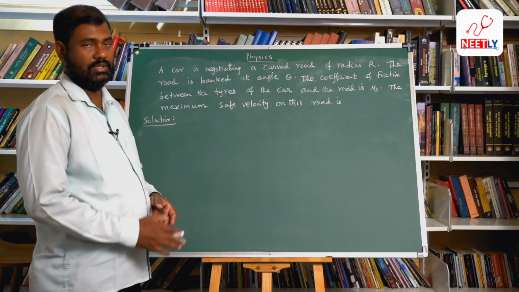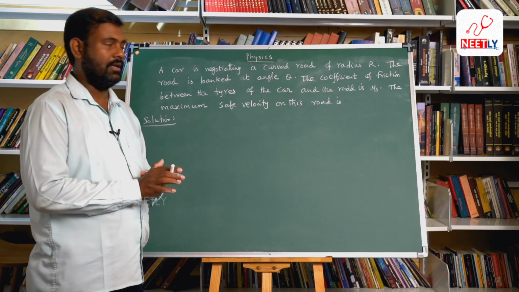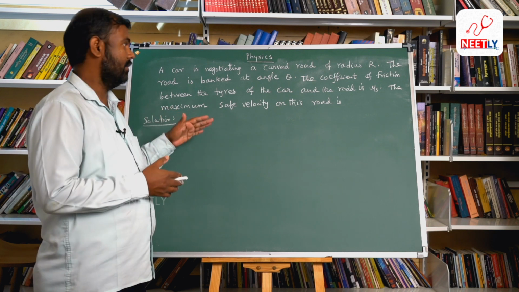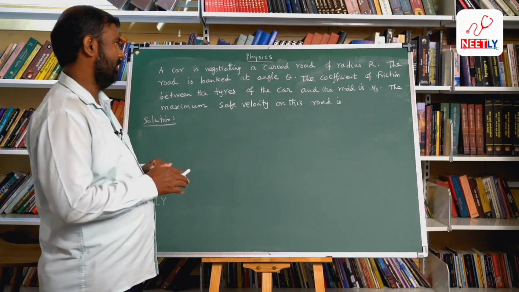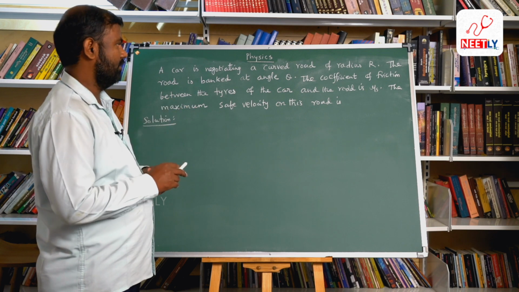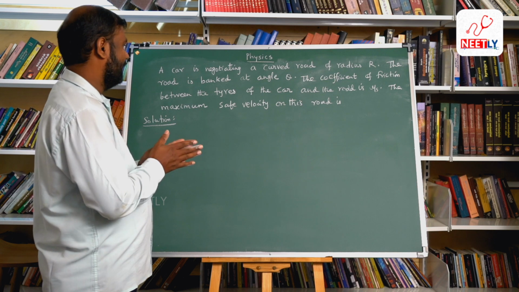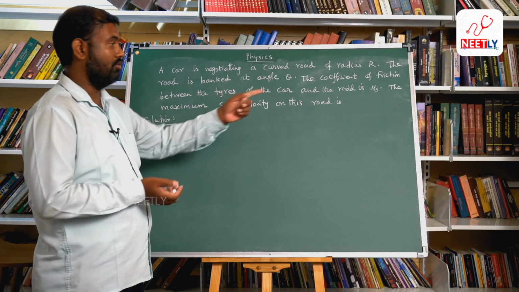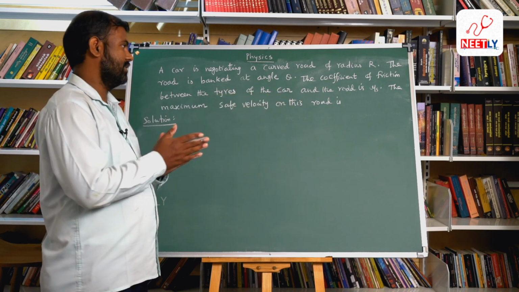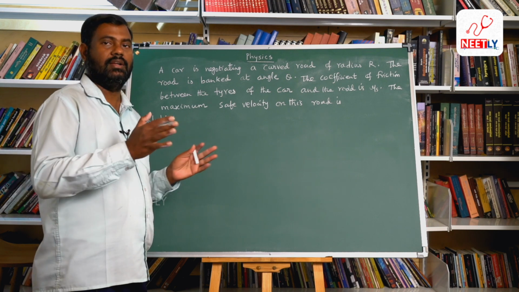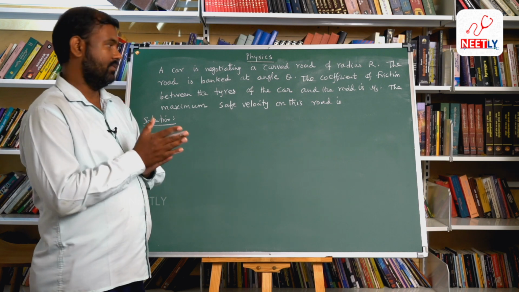So, in this question, a car is negotiating a curved road of radius r and the road is banked with an angle of theta, right. It is a banked road, right. It is not a flat road. So, the coefficient of friction between the tires of the car and the road is given. Remember, it is a coefficient of static friction. The maximum safe velocity: at what velocity can I go such that I will not slip or slide.